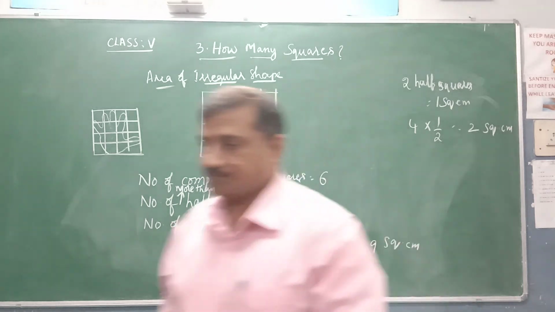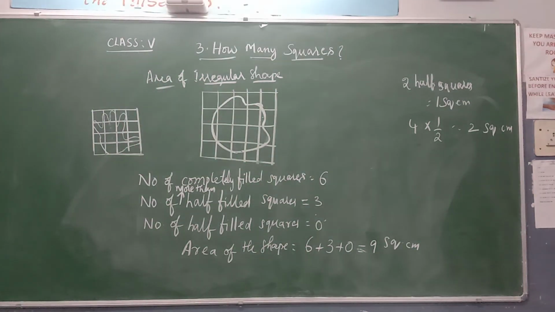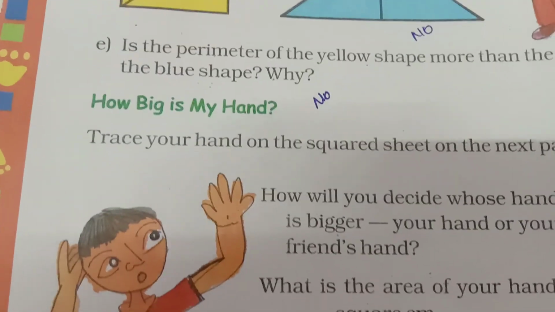Yes, on this square grid sheet you can trace your hand and your friend's hand, then you find the area using the concept which I have explained and compare the areas. Then you can fill in the blanks on page number 36.